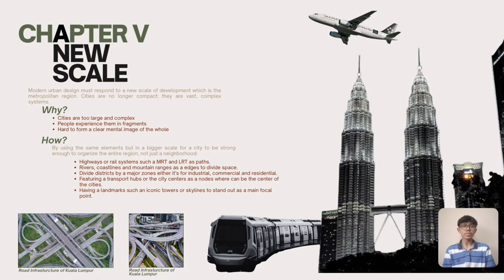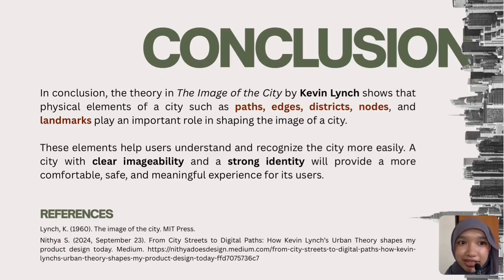become strong focal points. Before we end the presentation, we would like to give the conclusion of what we understood about the whole book, The Image of the City by Kevin Lynch. In conclusion, the theories that we learned in the book show that physical elements such as paths, nodes, edges, districts, and landmarks play a vital role in shaping the image of the city. Without these five elements, it would not work as well as we thought, because these elements help users understand and recognize the city more easily.